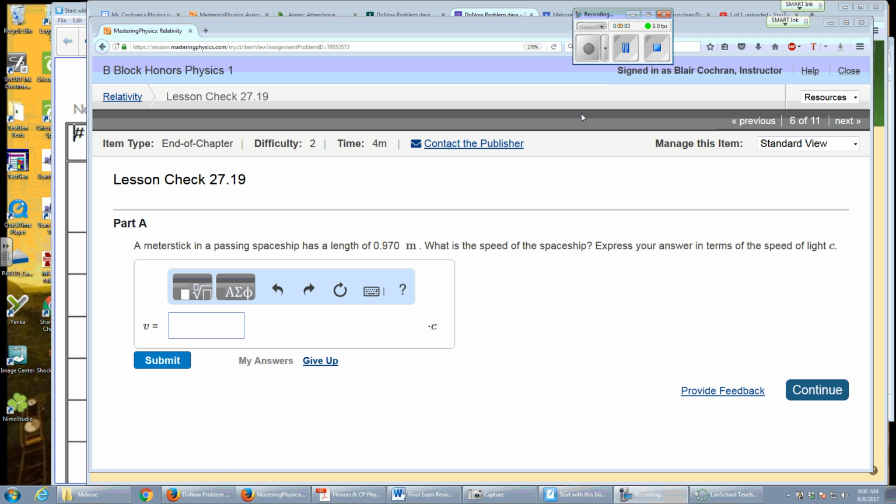Alright, we're starting with number 6. A meter stick in a passing spaceship has a length of 0.97 meters. What is the speed of the spaceship? And notice they're actually looking for the coefficient of c. So v equals something times c.